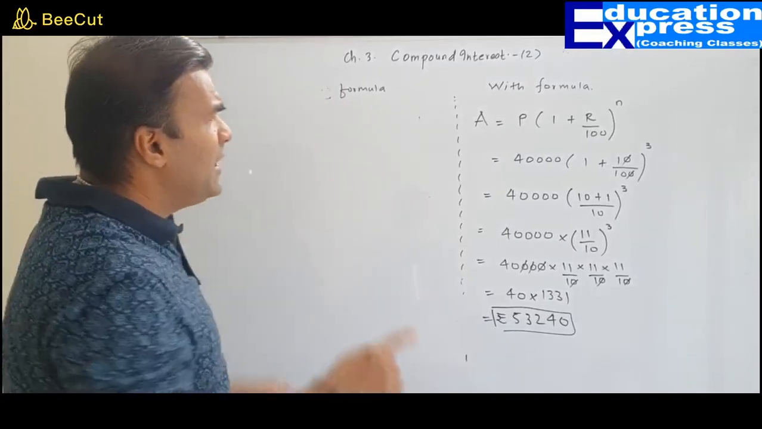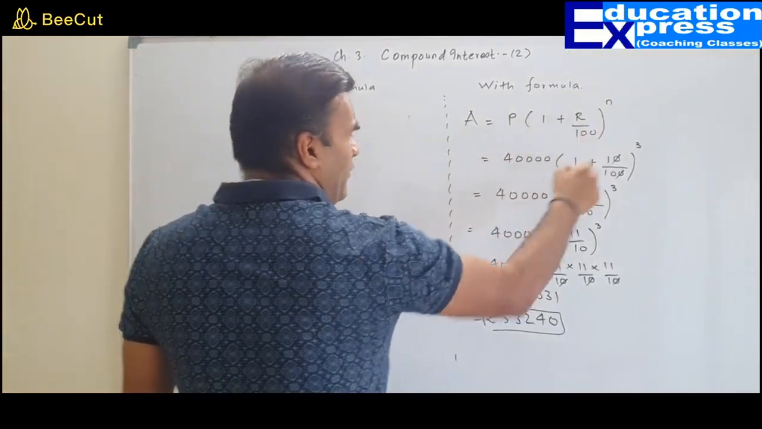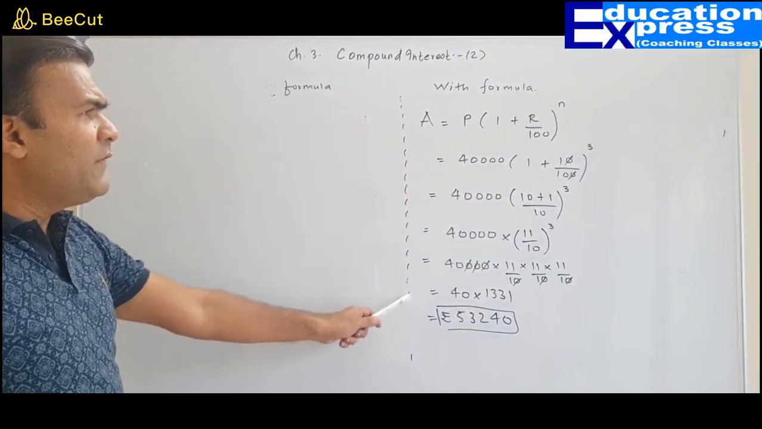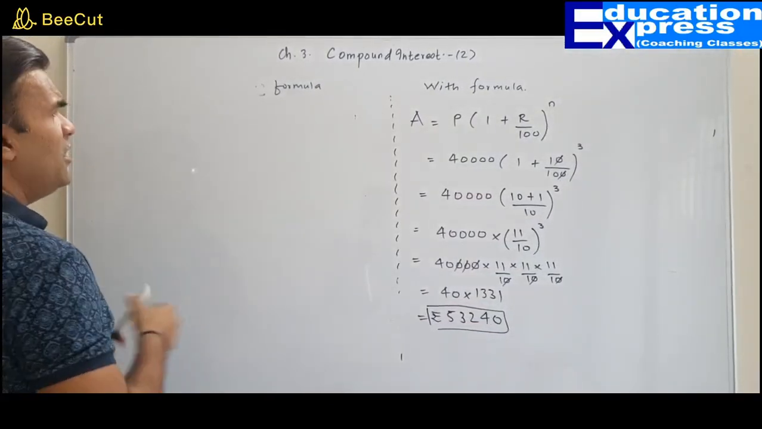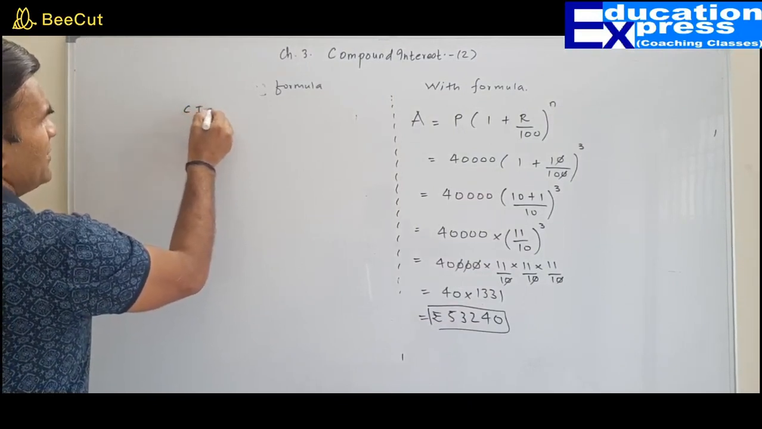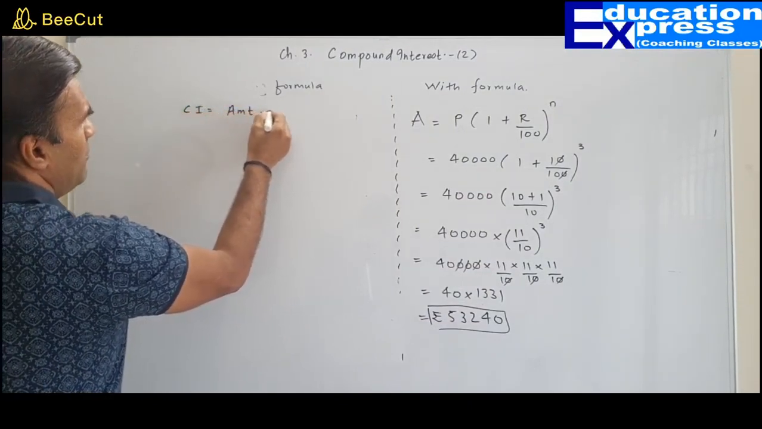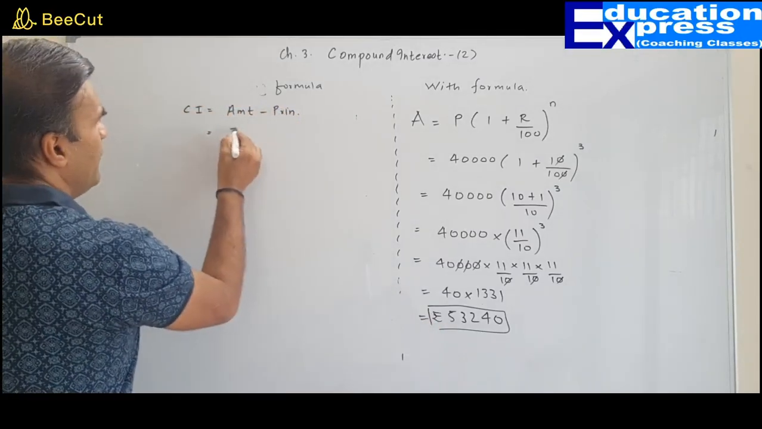Now there are a few more formulas that one must understand. As we know, A equals P times (1 plus R upon 100) raised to N. If someone wants to find out, sir, what will be the compound interest that we have earned in 3 years? My answer would be, compound interest is nothing but amount minus principal. So what is the amount that you have obtained?